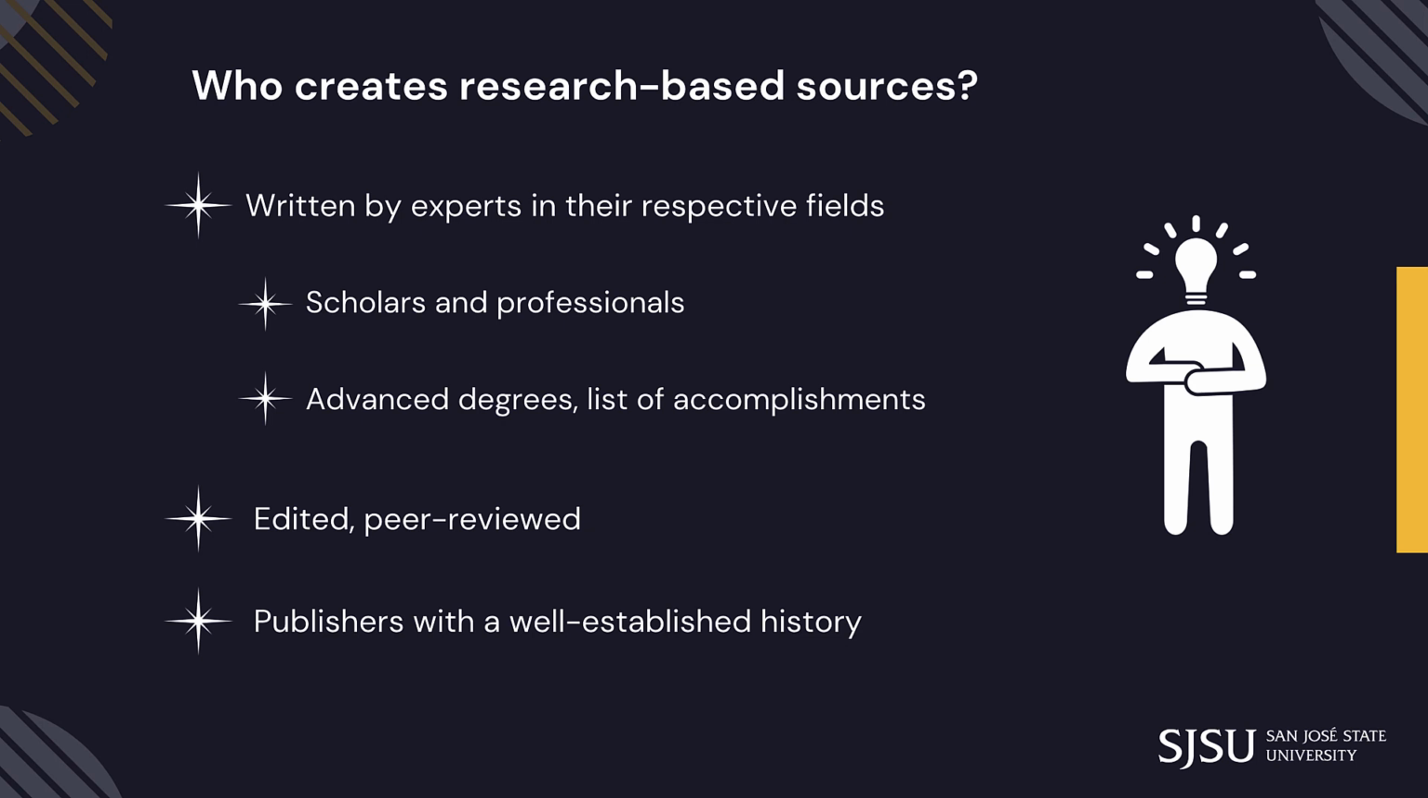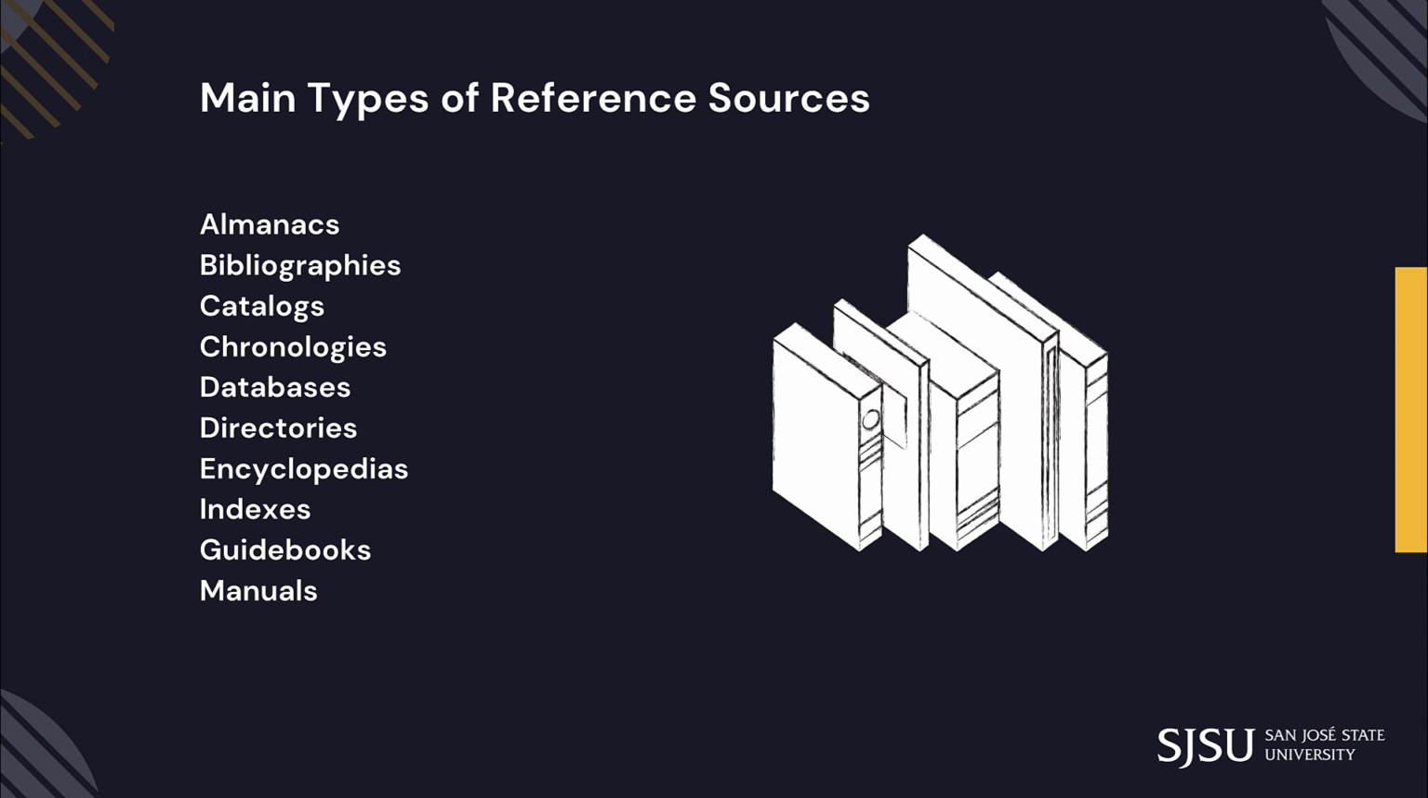I should also point out that reputable reference sources will usually be made by publishers who also have an extensive track record of producing information that is of a high quality. Some of the main reference sources that you'll come across in libraries, both in person and online, include almanacs, bibliographies, catalogs, chronologies, databases, directories, encyclopedias, indexes, guidebooks, and manuals. And these reference sources, again, provide authoritative information, and they can also be differentiated by their specific uses.